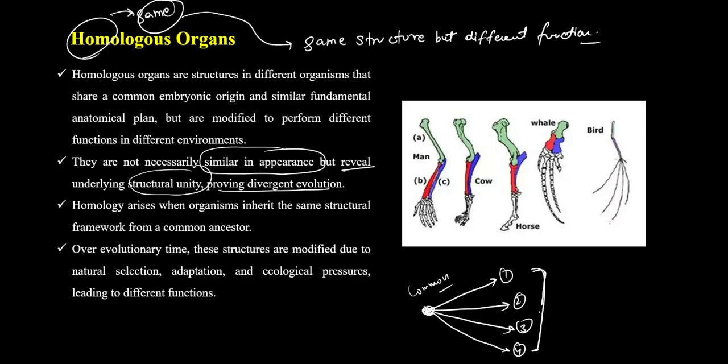For example, we'll study in the next slide. Homology arises when organisms inherit the same structural framework from a common ancestor. Clear? Over evolutionary time, these structures are modified due to natural selection, adaptation, and ecological pressure, leading to different functions. Clear?